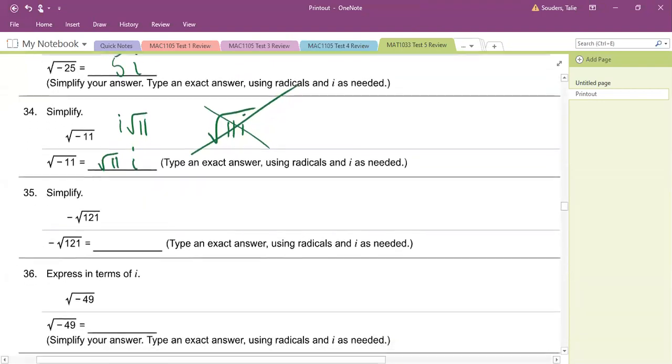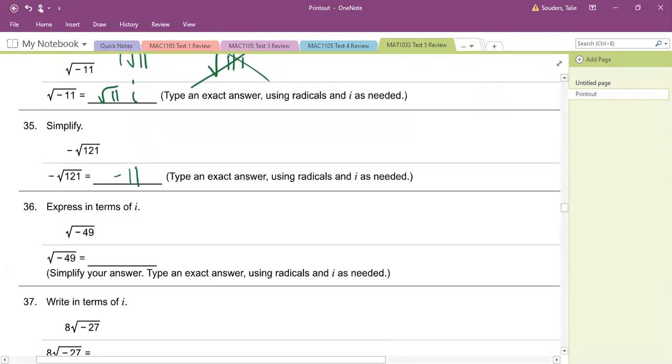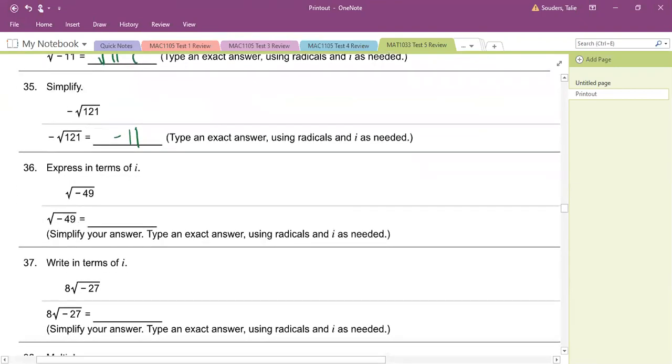Okay, what about this one? Negative 11. Why did you not include I in your answer? Because the negative sign is outside of the radical. Excellent. How about the square root of negative 49 in number 36? What would that answer be? 7i. And why did you include I in your answer? Because it's a negative inside of the square root. Exactly.